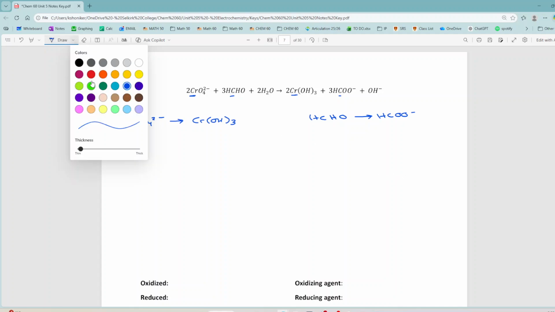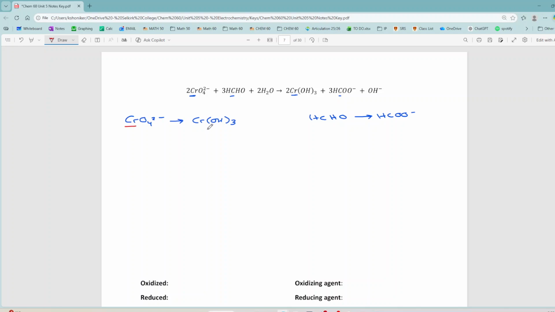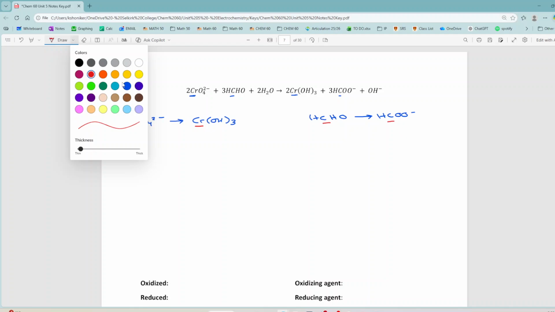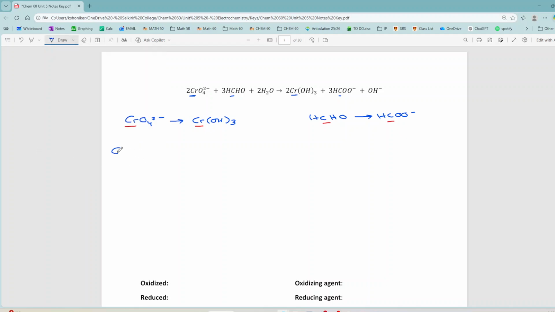So now I'm going to go through and find the oxidation number of chromium and then the oxidation number of the carbon. Okay, so for this one, chromium plus 4 oxygens equals -2. I'm going to put the oxidation number of oxygen as -2. So then the oxidation number of this chromium is +6.